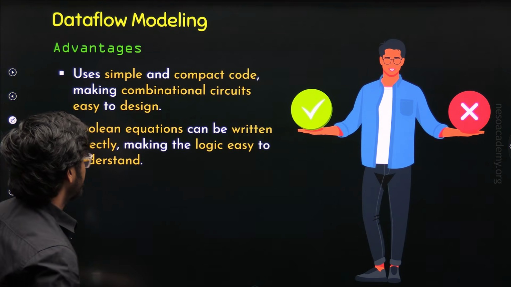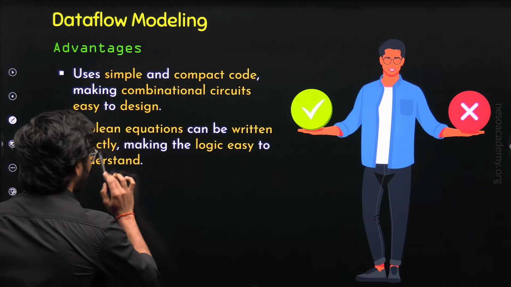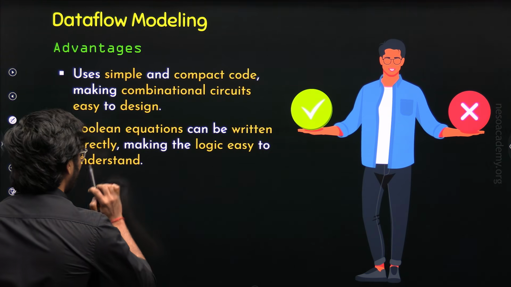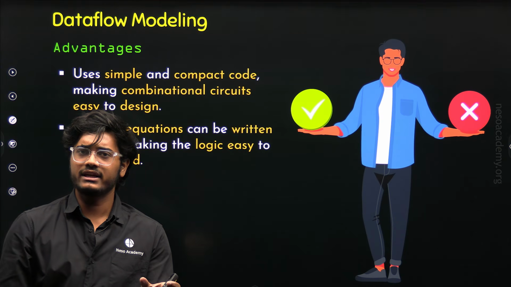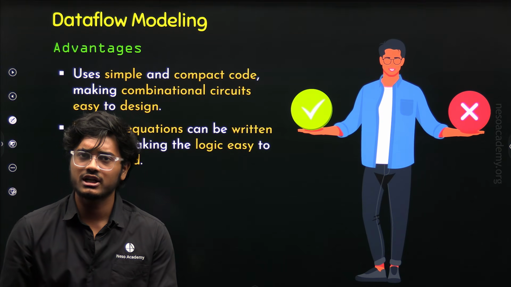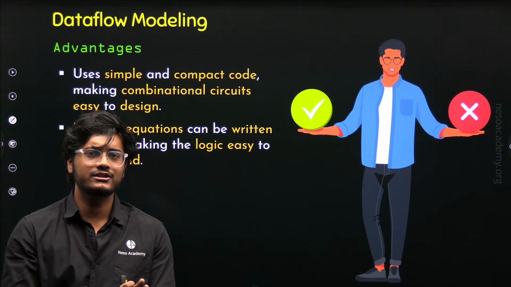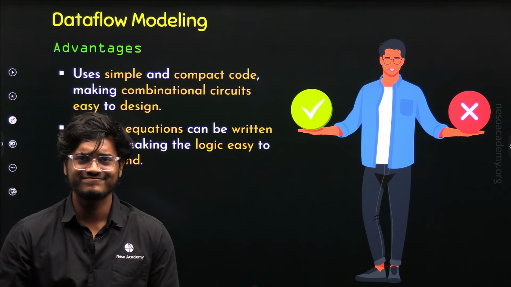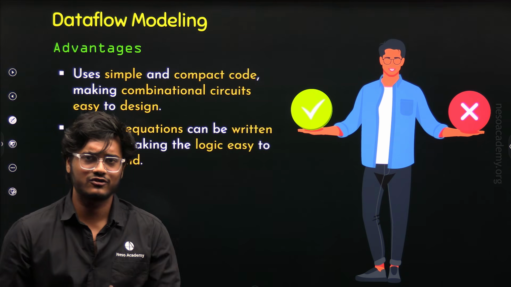Second advantage is Boolean equations can be written directly, making the logic easy to understand. In data flow modeling, we directly write the Boolean equations using the logical operators for our circuit, which makes code easy to understand and easy to implement through VHDL. So, these are the advantages for data flow modeling.